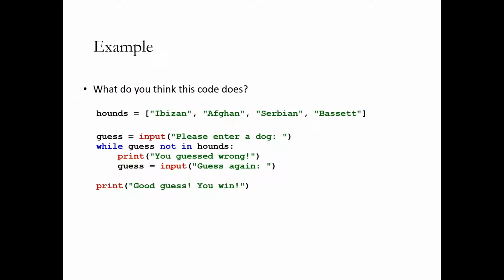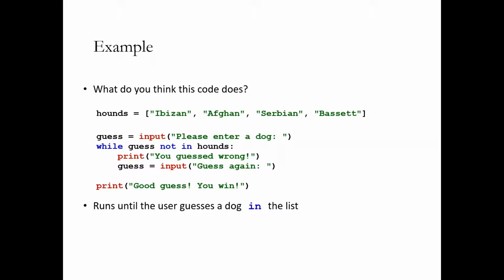Here's an example of code. What do you think this code does? What is this program doing? I encourage you to pause the video and think through this before you listen to my explanation. Well, simply put, this code is going to run until the user guesses a dog that is in the list of hounds. Right, we have a list of hounds with different types of hounds or dogs. We're asking for a guess from the user, and then we're going to loop in this while loop. And inside the while loop, it'll say you guessed wrong, and then it'll again ask for a guess.